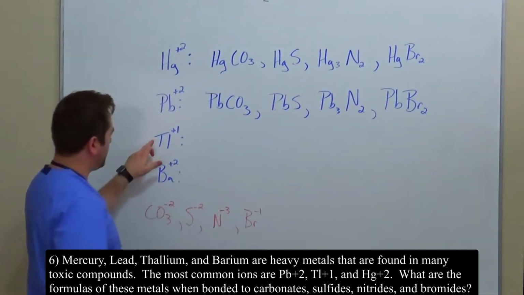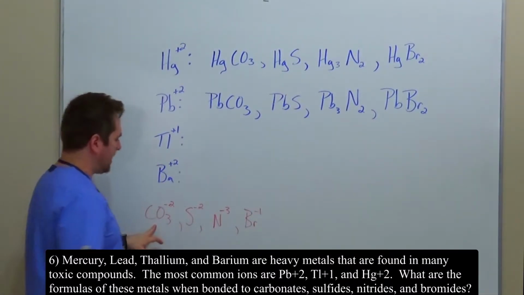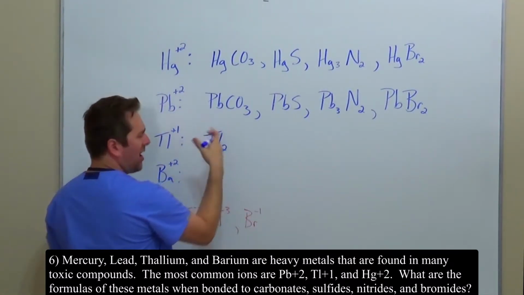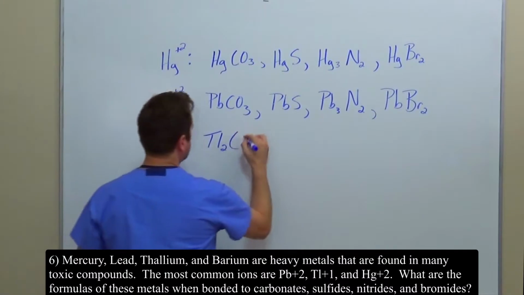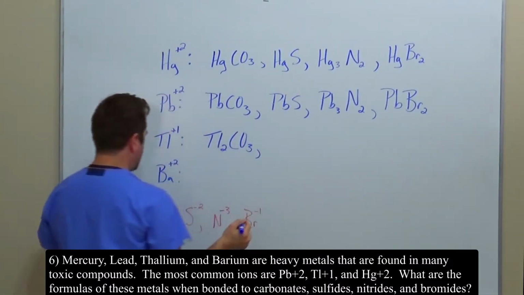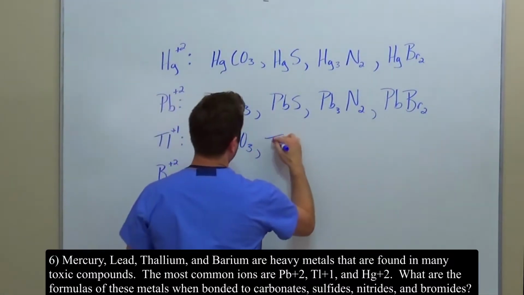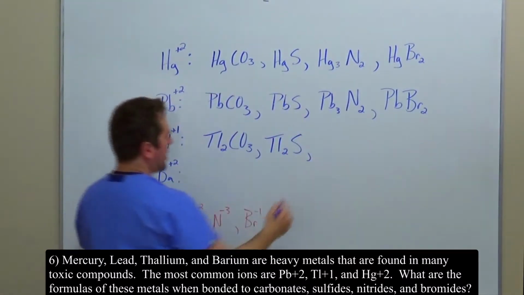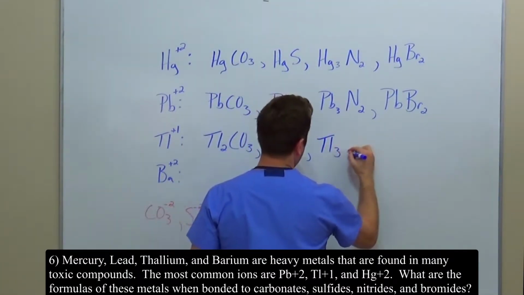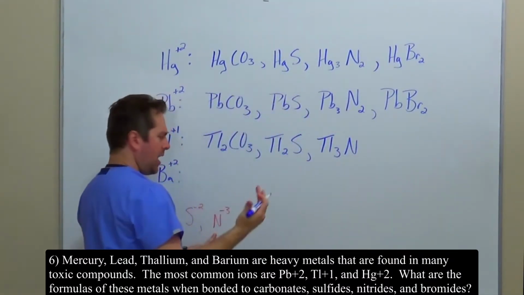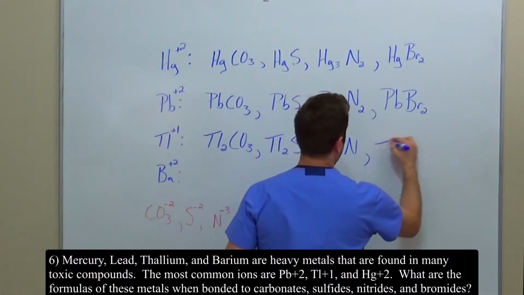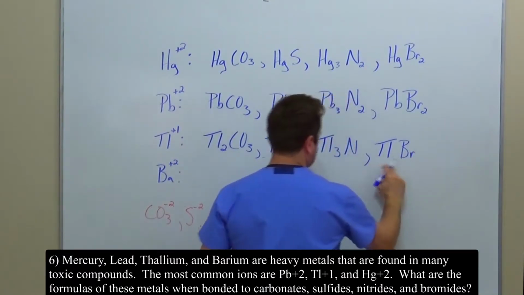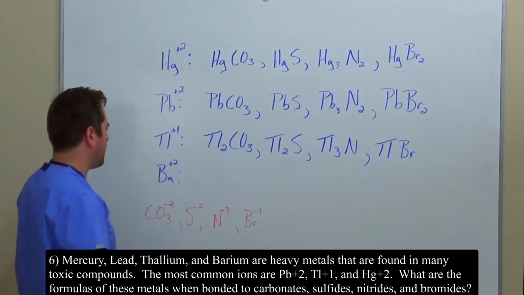Okay, thallium has a positive 1 charge. Carbonate negative 2. So clearly we need to use a subscript of 2 so we have an overall positive 2 charge on the thalliums. So that's thallium carbonate. All right, sulfide, same story. We need 2 of them. All right, what about the nitrogen? Well, this time we need a subscript of 3 to have thallium 1 nitride. And then the bromine, when the thallium is bonded to the bromine, it's just TlBr. That's it. Okay, thallium bromide.